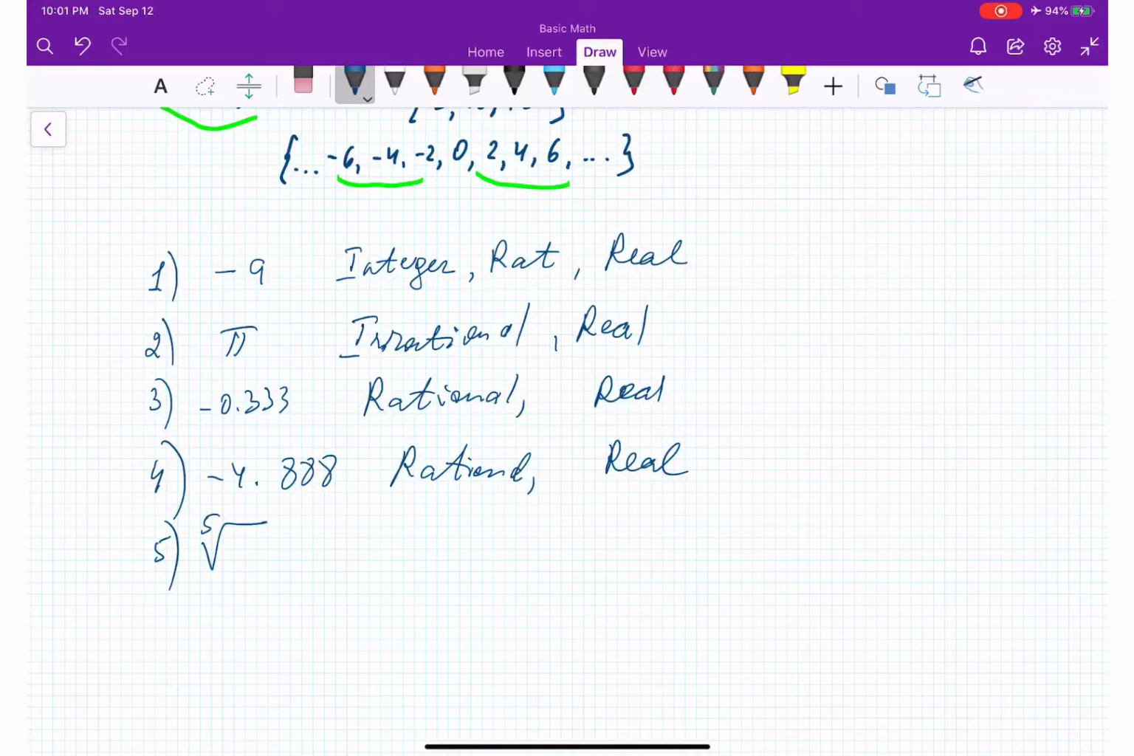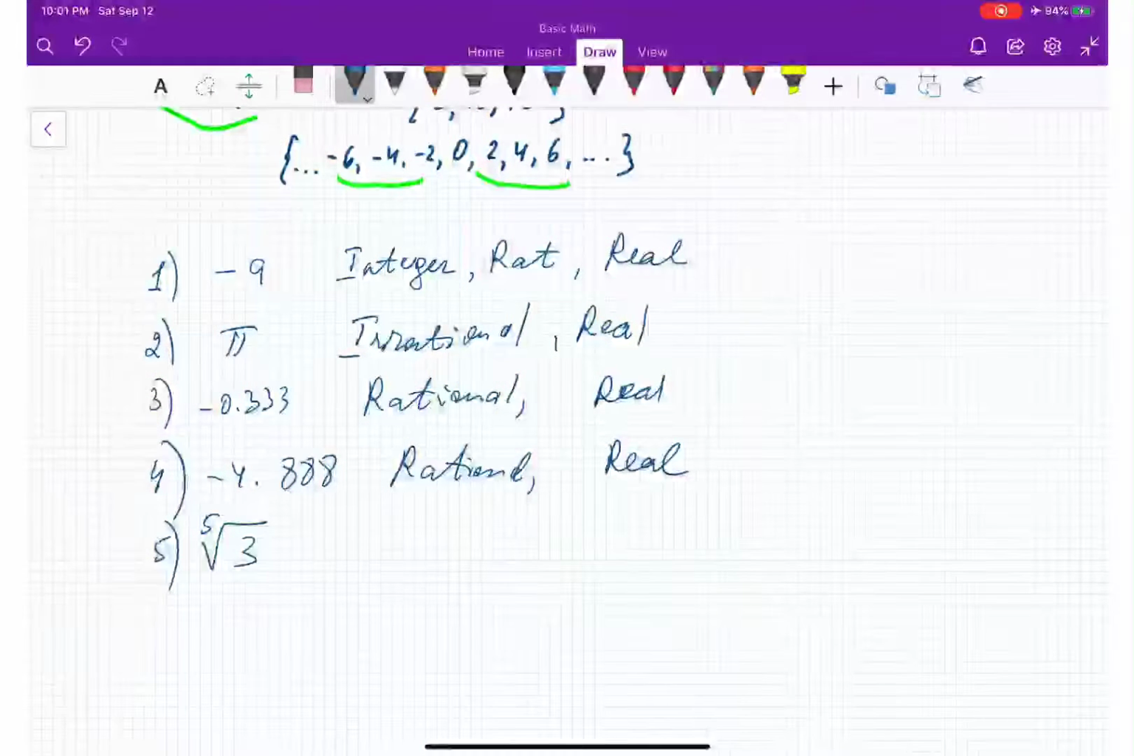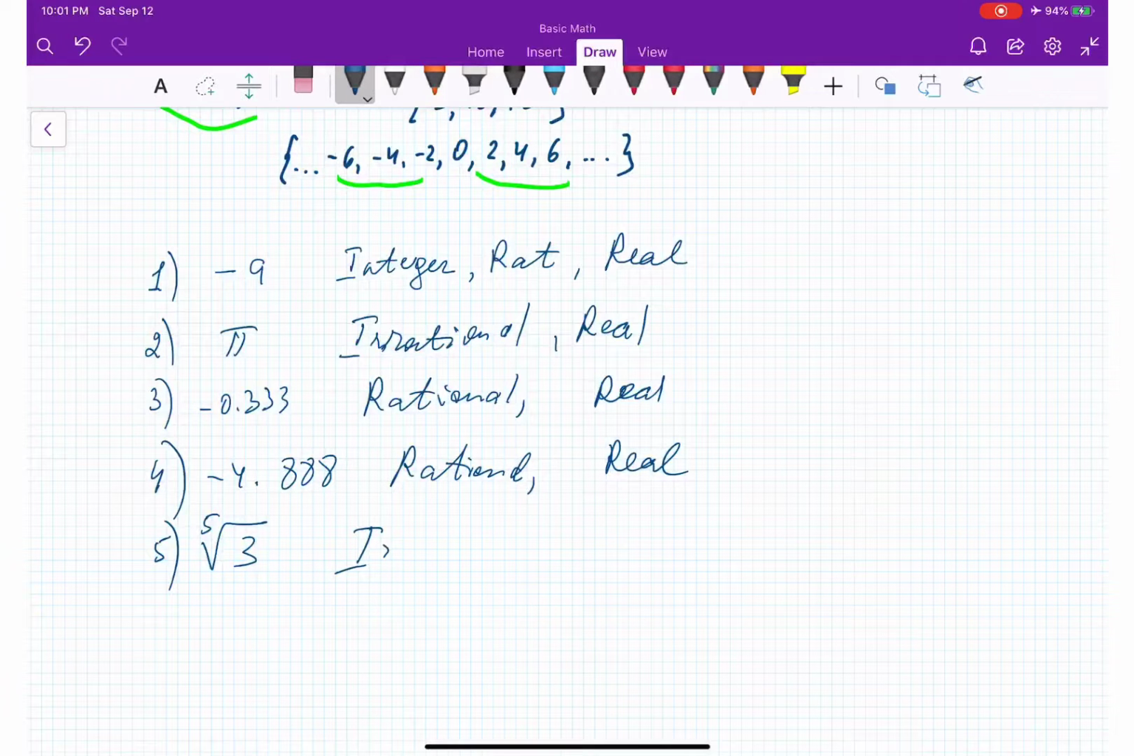Next. Radical of degree 5 from 3. Let's see, is it an integer? No, it's not an integer because it's not a whole number, it's a radical. Is it rational? No, it's not rational because you can't represent it as a fraction. It has this radical that already keeps it irrational. It's irrational. And obviously it's real.